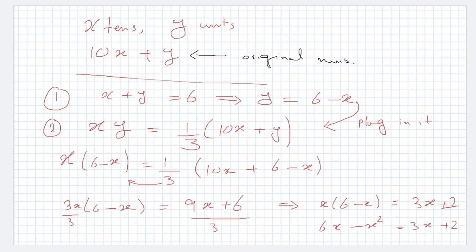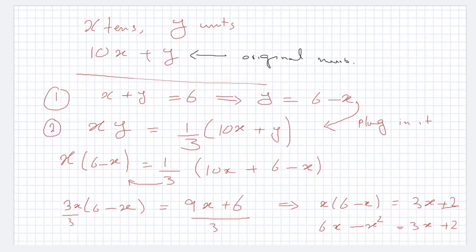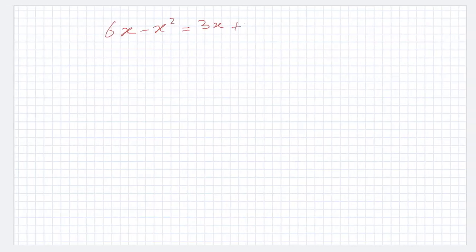So this equation I can simplify. It's going to be a quadratic equation. I can find the value of x. So I rewrite the equation: 6x minus x squared is equal to 3x plus 2, right? So 3x plus 2.